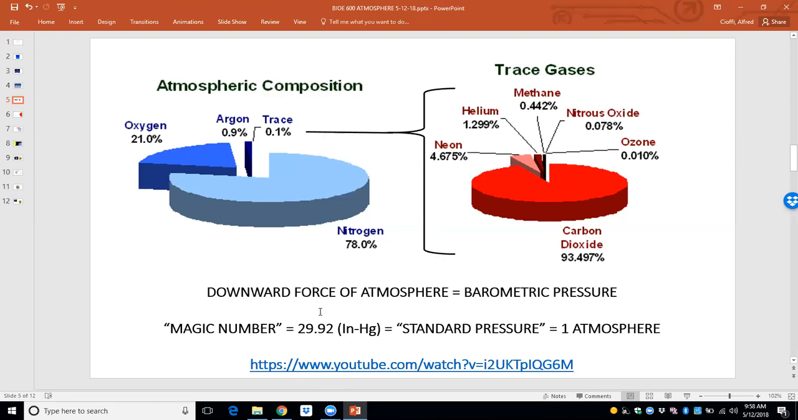And the classical matter that is used for measuring pressure is mercury, okay? And it's measured in inches. And this is the magic number, 29.92 inches of mercury is 1 atmosphere of pressure.